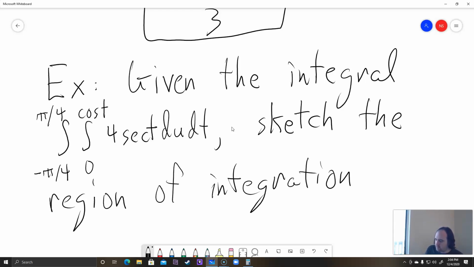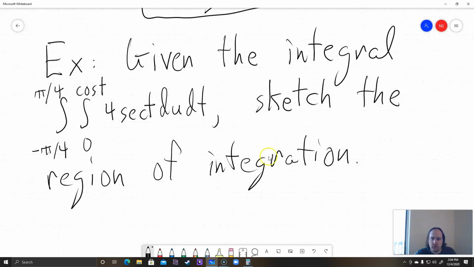And they also want you to evaluate the integral, but I think I'm going to let you evaluate it in your homework. Here I just want to focus on the sketch part because the sketch part's a little confusing. So they want you to sketch the region of integration in the TU plane, which is just kind of strange.